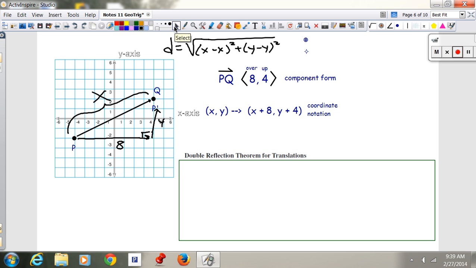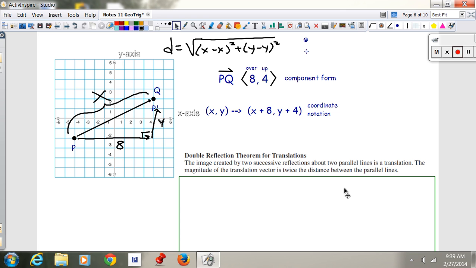Now there is also a double reflection theorem for translations as well. So down here in this little box, this time you've got two successive reflections. I would just write down this underlined part. You've got two successive reflections over two parallel lines. And we call that a translation. I would just write down the underlined part. Two successive reflections about two parallel lines. And then I would draw the picture to show what it looks like.